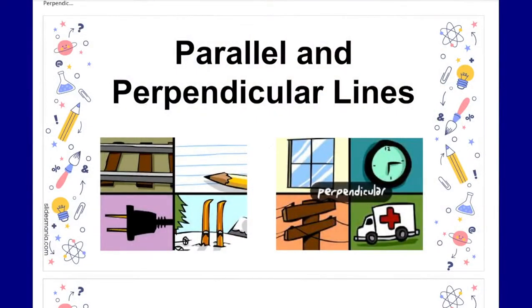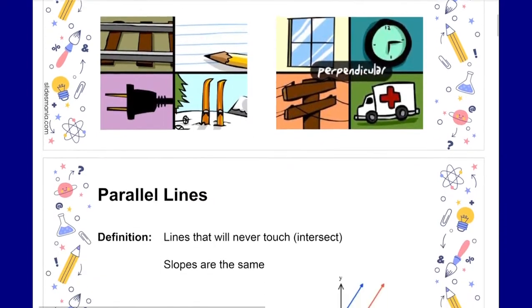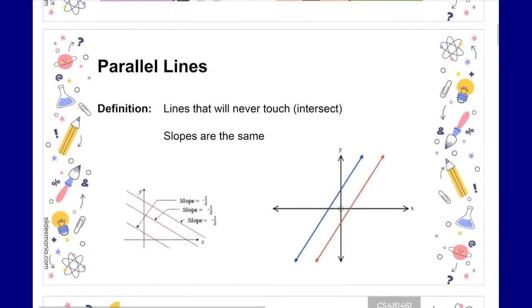Today's lesson, we are going to look at parallel and perpendicular lines. Parallel lines are lines that will never touch or intersect. You could think of them kind of like railroad tracks. They'll always be side by side, but they're never going to cross.